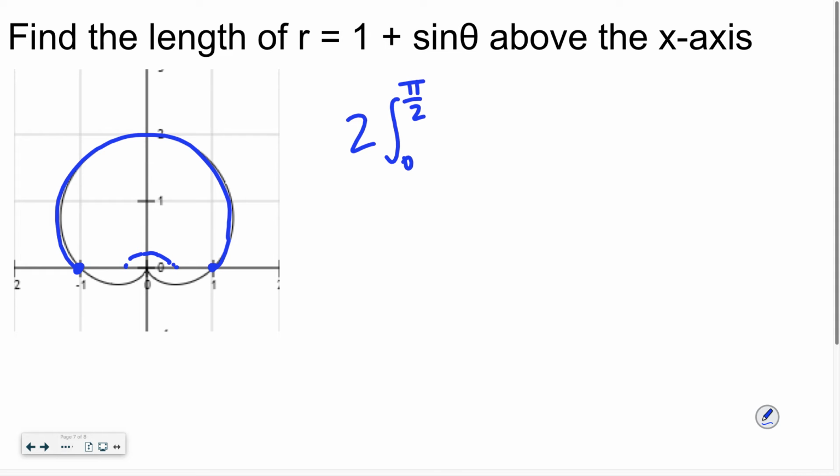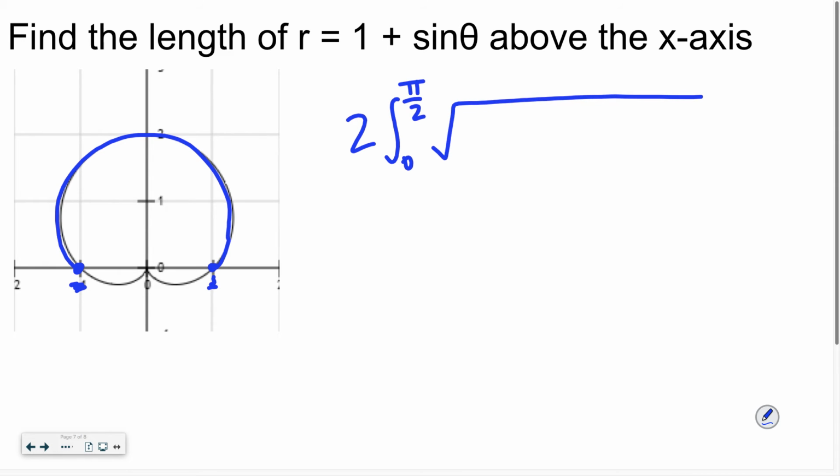But how can r be -1? Because at pi, the sine of pi is 0. So r would be 1. Well, okay, so this is Cartesian numbers. At pi, we move forward 1. Does that make sense? Yes.